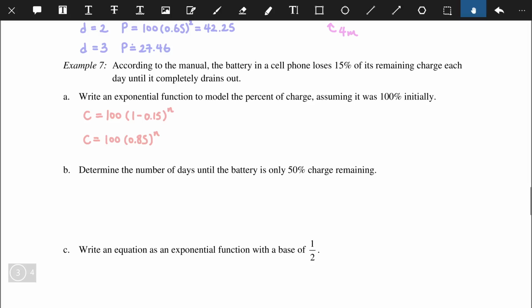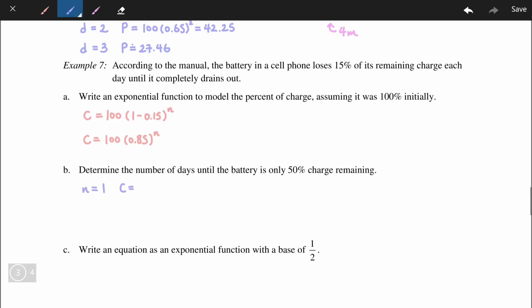Determine the number of days until only 50% charge remains. So very similar to the previous example, we can let n equals 1. Then c is going to be equal to 85%. N equals 2, then c is going to be 72.25%. Right, we can just repeatedly multiply by 0.85 as we go. So we can take 72.25 and then multiply that by 0.85. That will give us approximately 61.41%. So we're getting very close to 50%.